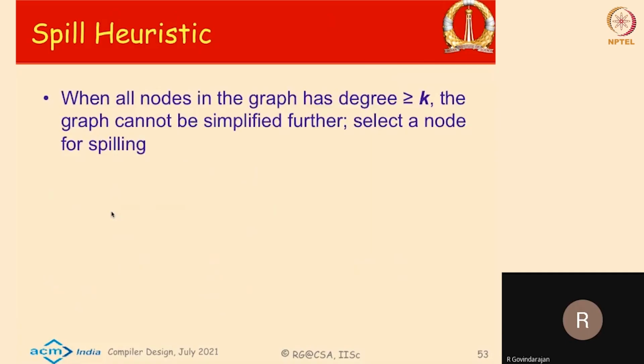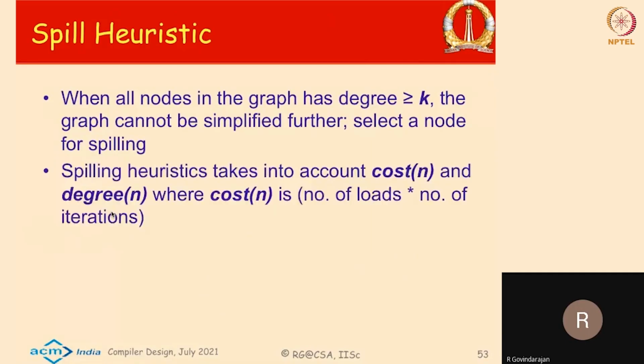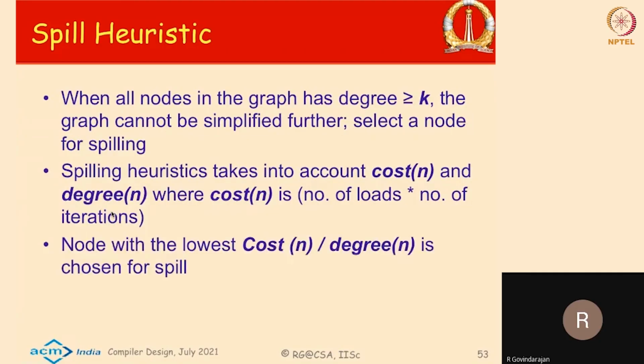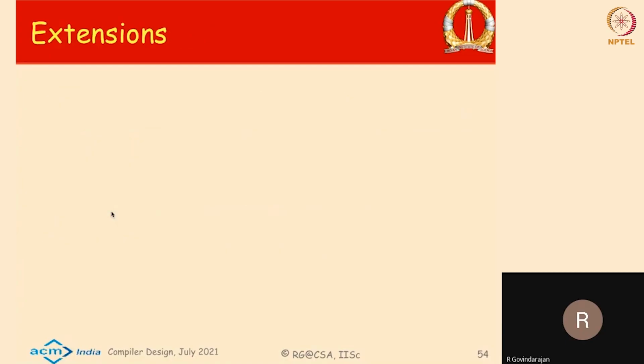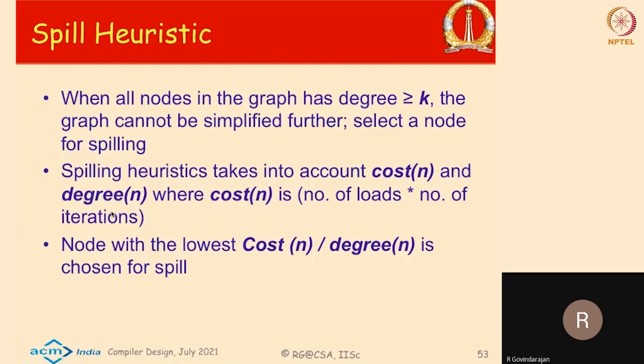So as I mentioned, the spill heuristic is that you have to select a node for spilling, and you can go by the cost. You can also use a combination of cost and degree. There are several ways of doing it. You can do cost divided by degree as a heuristic. Okay. So let me just take a minute here and then take any questions that you may have. We may want to spend another 10 minutes to complete our discussion.